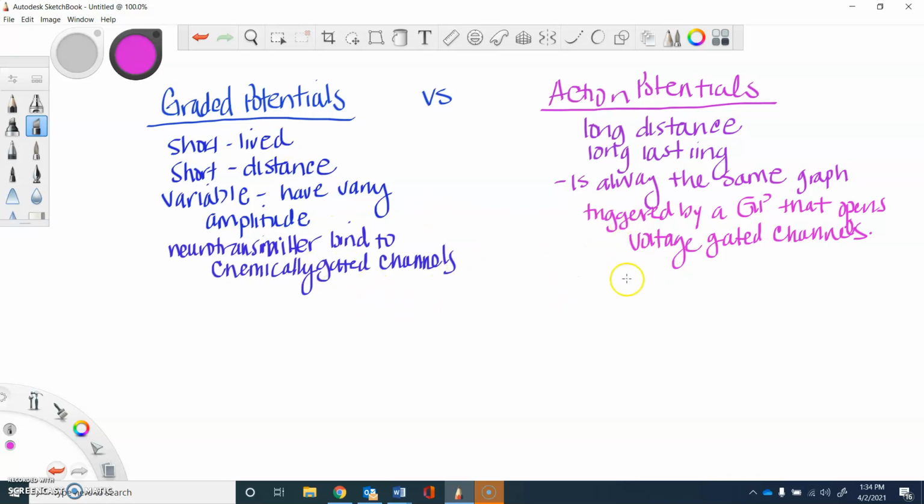The action potential only occurs on axons and originates at the axon hillock.